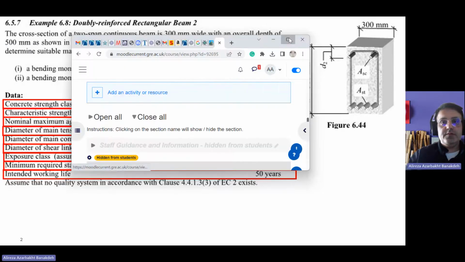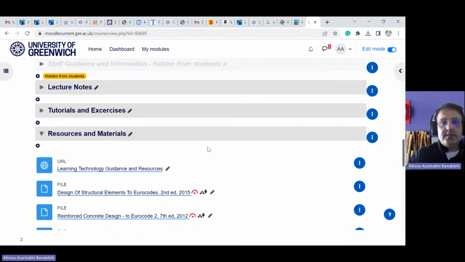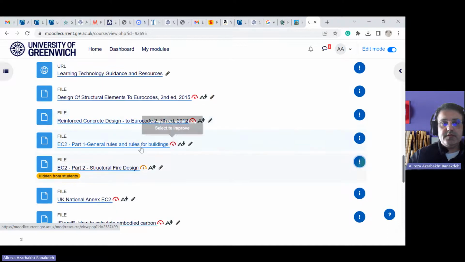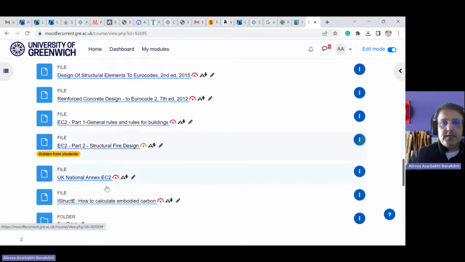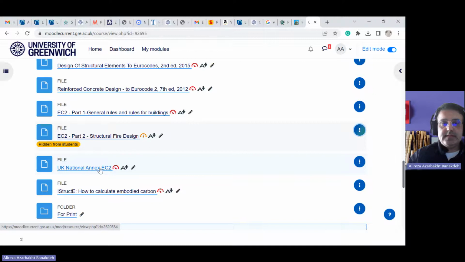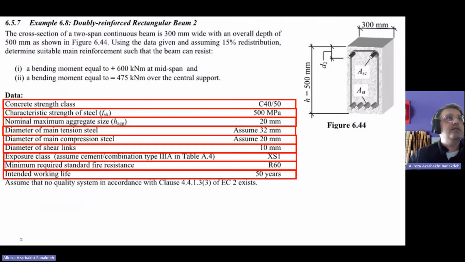If you go to the Moodle, in the resources and material, you will see there are two files, Eurocode 2, and this is the UK National Annex, EC2. I'm talking about these two today, Eurocode and National Annex. For some parts, when you read Eurocode, it diverts you to the National Annex, which gives you some parameters specifically for the UK region.